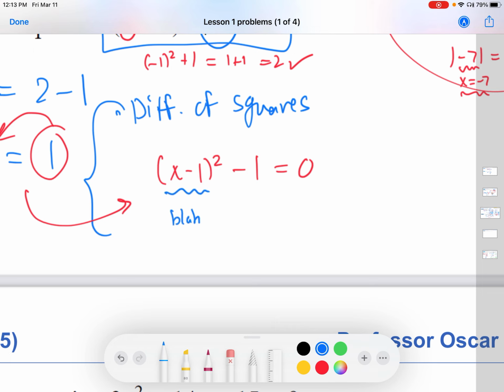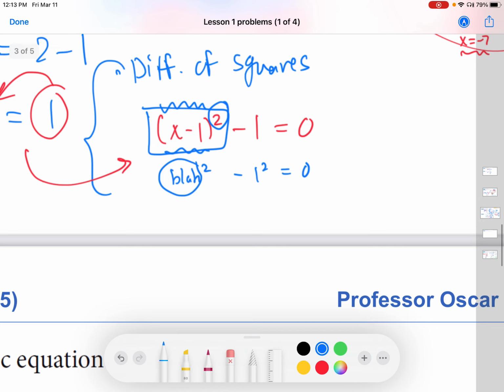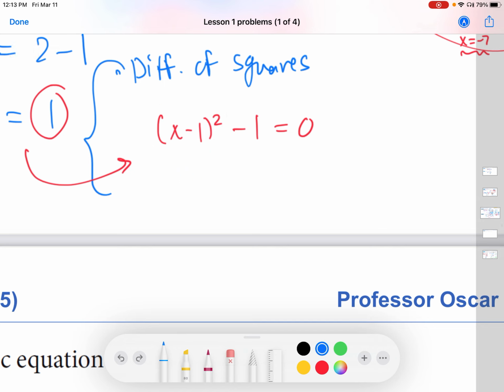This is something squared minus 1 squared equals 0. So there's a difference of squares. And I've written blah here because I want you to focus on the fact that this is something squared, even if that something looks a little different from what we're used to seeing, like the x squared in the previous example. Okay, so that means that I can use my difference of squares result and it works just as well here.